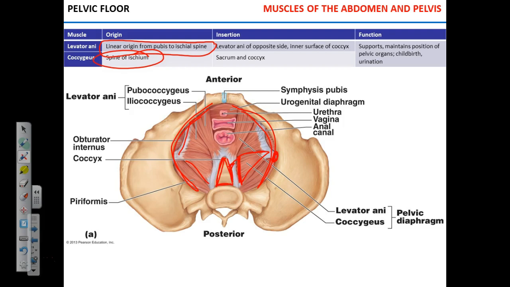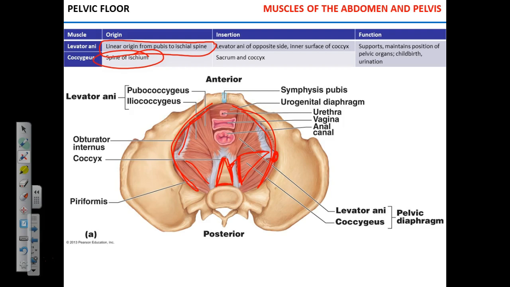Inserts into coccyx. The function is just maintenance of pelvic organs, and they are also very important for forceful urination. When they contract, they push on the urinary bladder and you urinate, and they're important for childbirth.